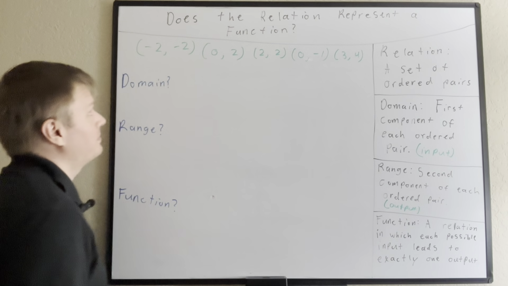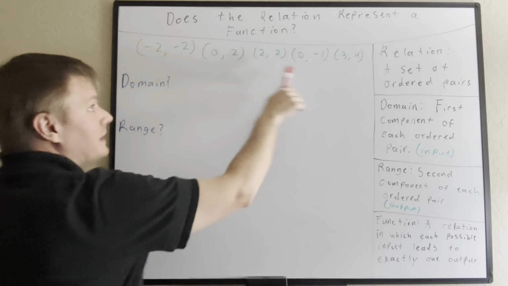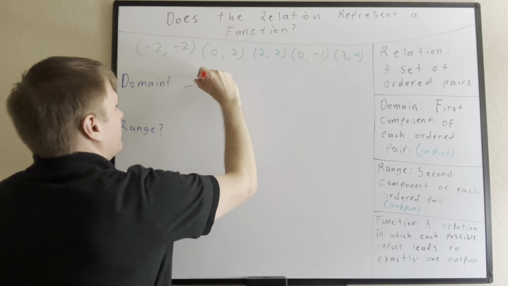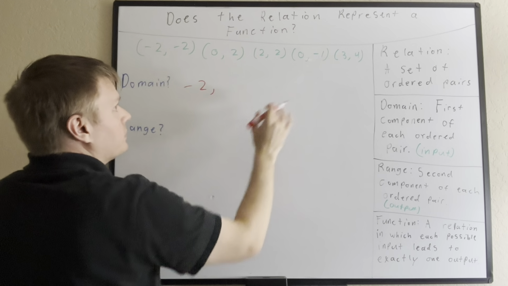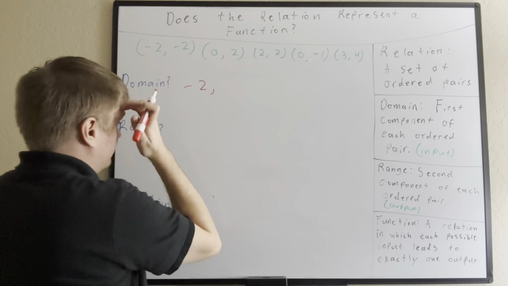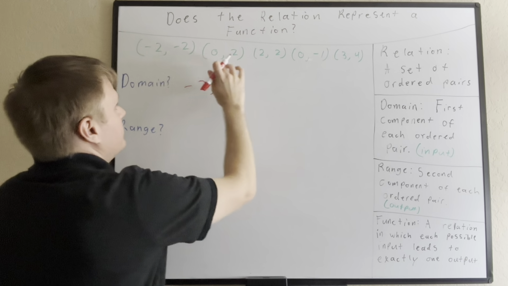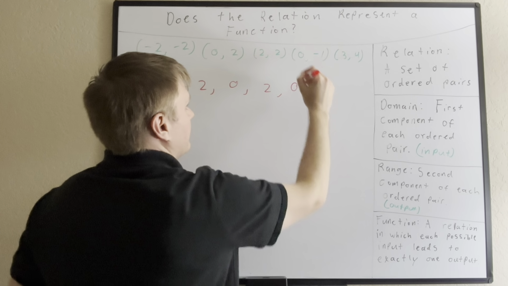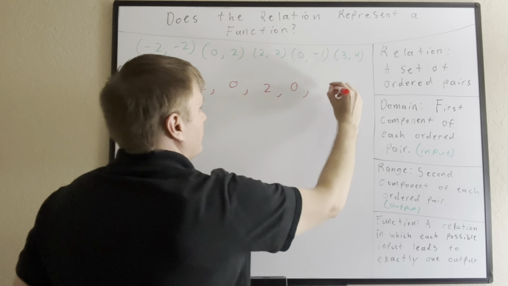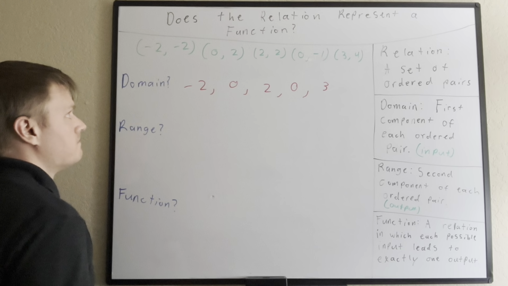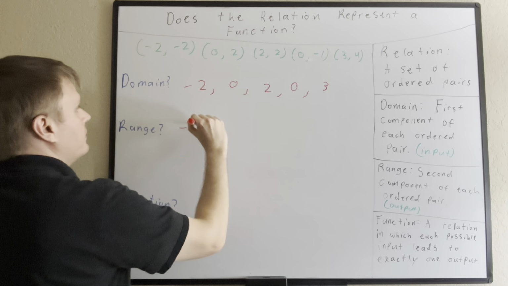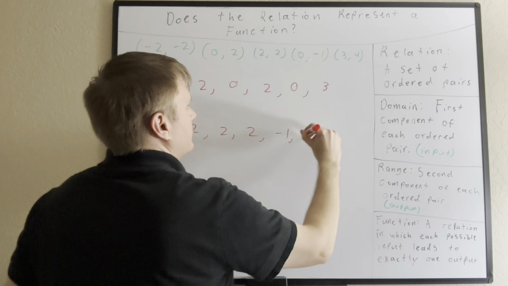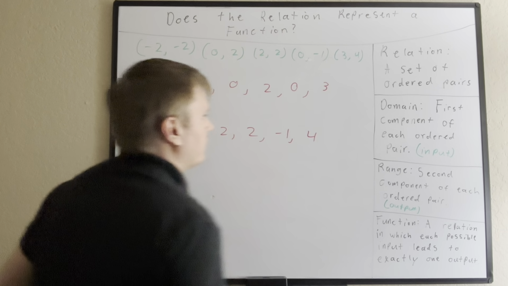All right, let's do another example. We have a new relation here in green. -2, -2. Okay, let's write down the domain and the range first before I start going into all the different points here. -2, 0, 2, 0 again. That's important. And 3. Okay. Range, what's the range? -2, 2, 2 again. -1, 4. Okay.